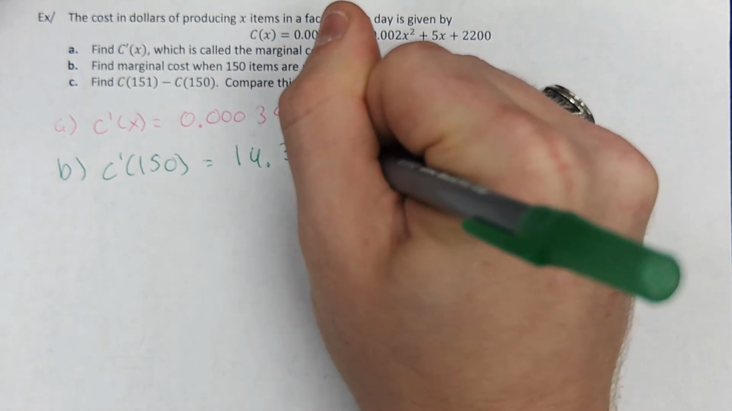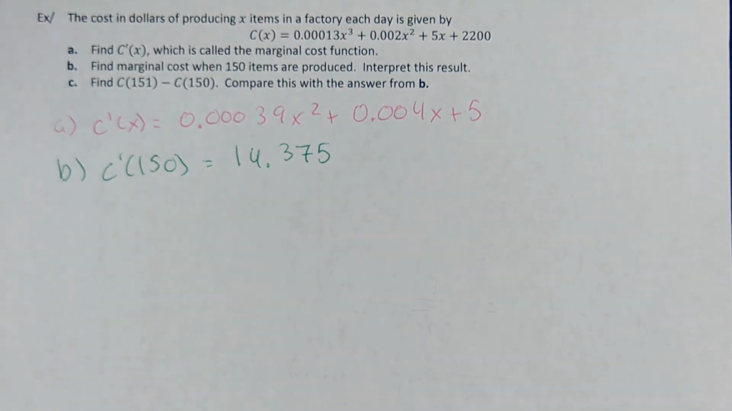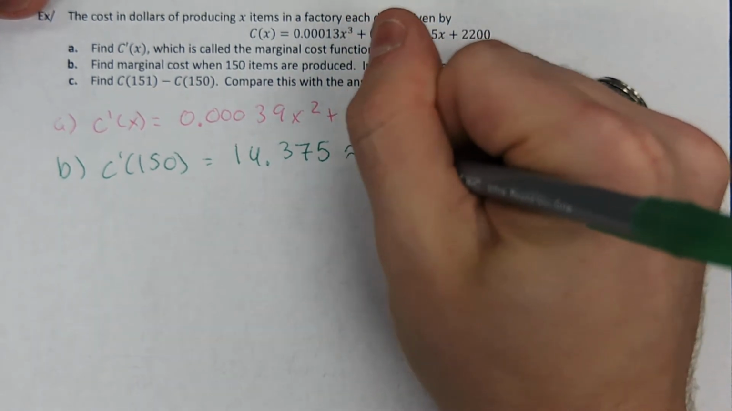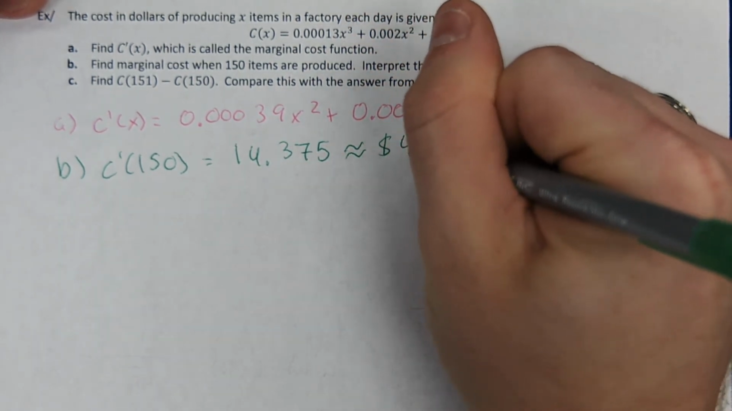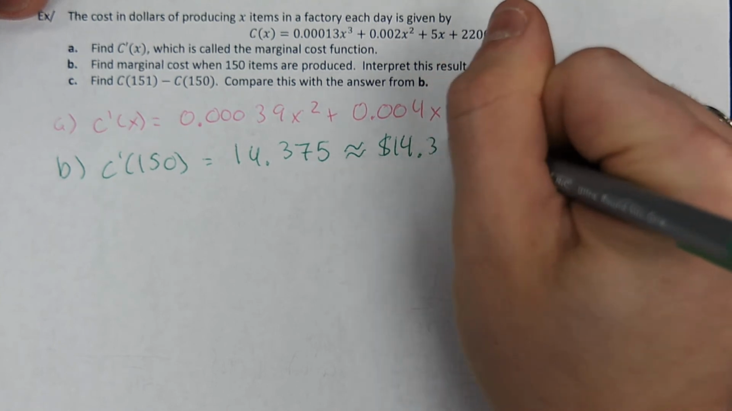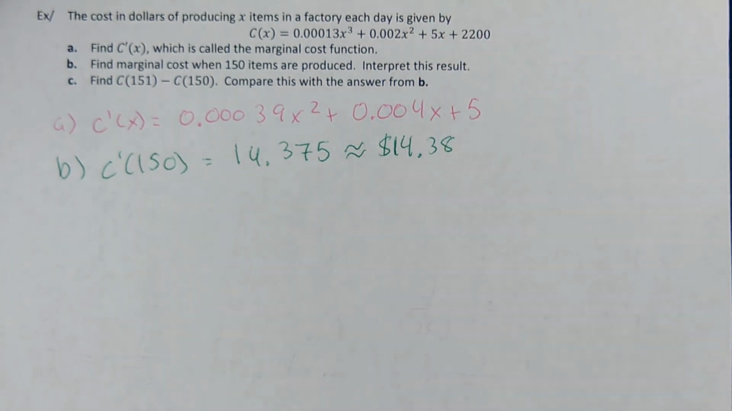But this is cost, right? This is money. So we're going to have to round this to 2 decimals. So the marginal cost is about 14.38. So what does this marginal cost do? Because it says to interpret the results.